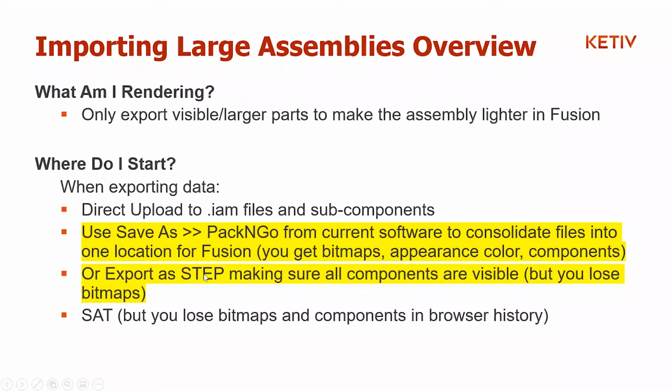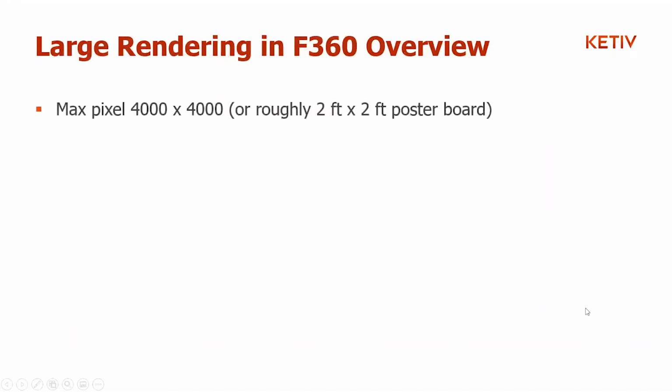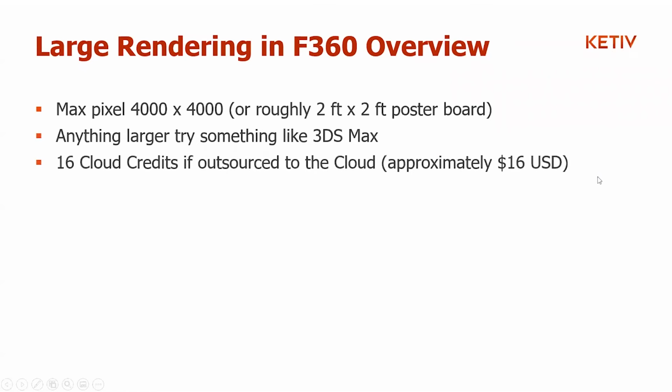So step format or pack and go are the ones I recommend for importing or exporting large assemblies over to Fusion. All right. Let me know if you have any questions on that whatsoever, because now we're going to talk about the rendering in Fusion now that we have it inside Fusion. So like I said earlier, we can do a max pixel size of 4,000 by 4,000, or roughly 2 feet by 2 feet. If you want something larger, try 3ds Max.